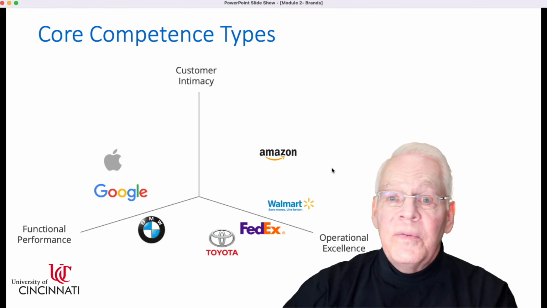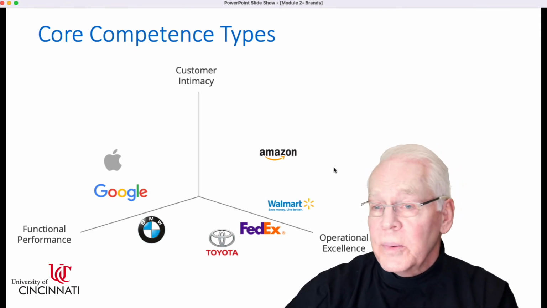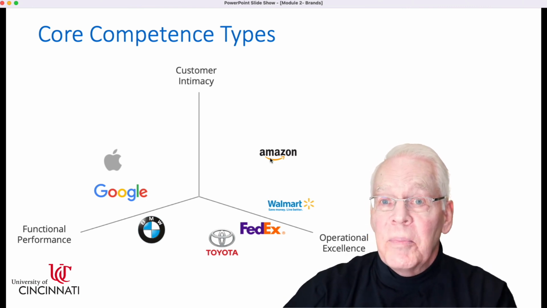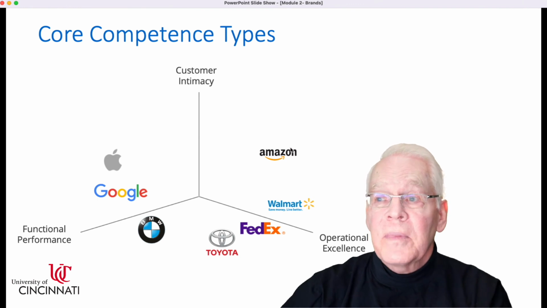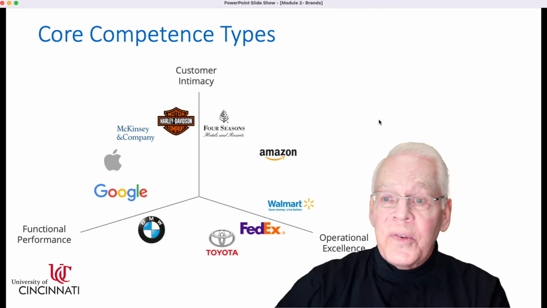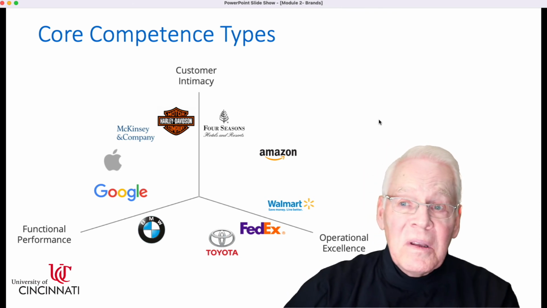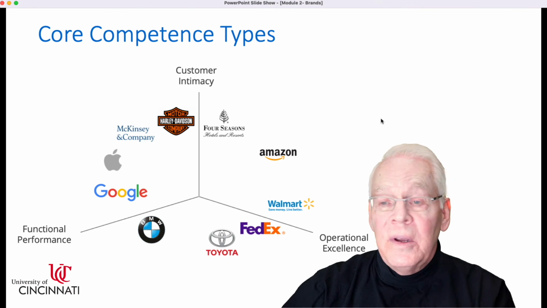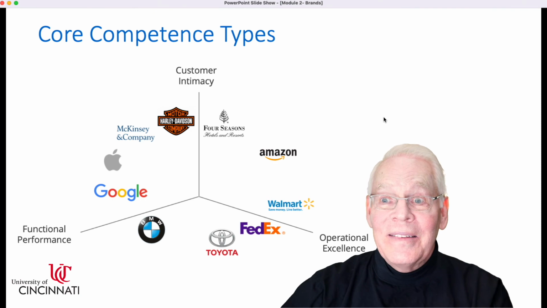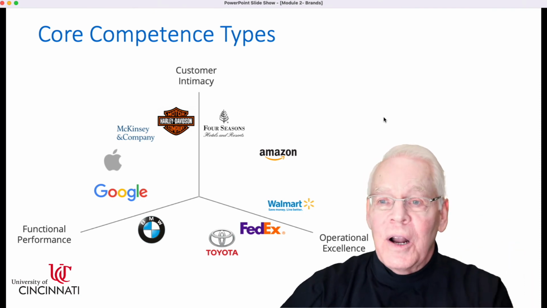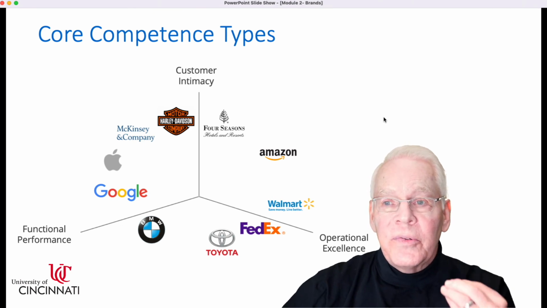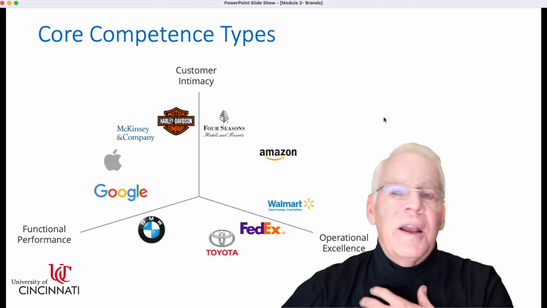I would say Toyota is a hybrid between functional performance and operational excellence. Amazon now starts to split between operational excellence and customer intimacy. Then you look at companies like Harley-Davidson or the Four Seasons, all about customer intimacy. You know, the Harley-Davidson motorcycle is not about the motorcycle itself, because you know it's loud and it's awkward, but it's a lifestyle brand. It's all about how customers are loyal to that brand and everything they think about.